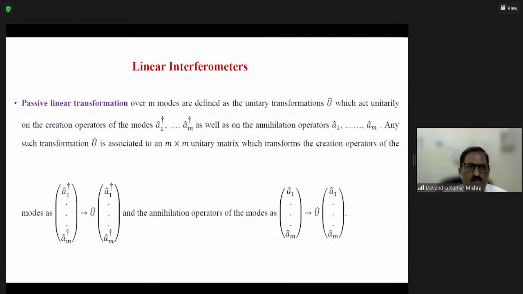interferometers. A passive linear transformation over M modes is defined as the unitary transformation U, which acts unitarily on the creation operators of modes A1 dagger, A2 dagger, and so on up to AM dagger, as well as on the annihilation operators A1, A2, up to AM. Any such transformation U is associated with an M cross M unitary matrix which transforms the creation operators in this way, as well as the annihilation operators of the modes, which are transformed by using this relation.